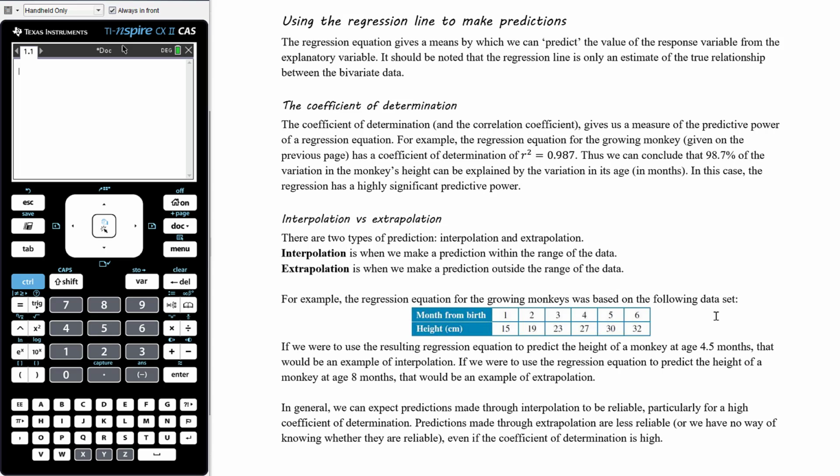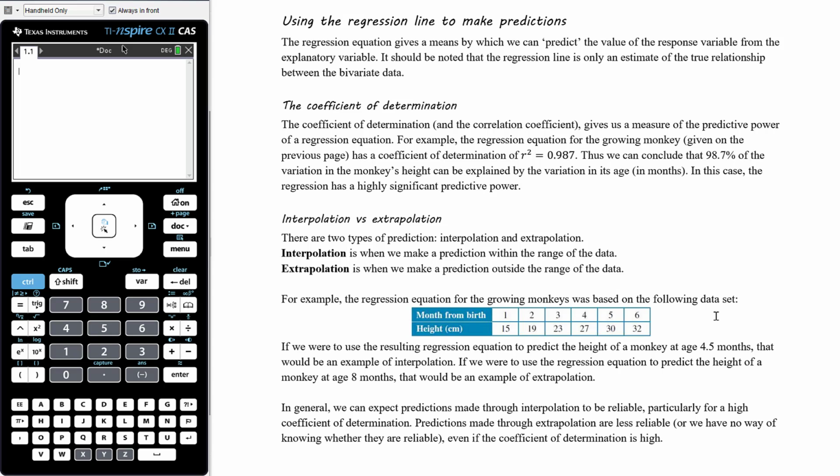So for example, the regression equation for the growing monkey, which we had on the previous page, has a coefficient of determination of 0.987. So that means we can be 98.7% confident in our predictions. Okay, 98.7% of the variation of the monkey's height can be explained by the variation in its age in months. So in this case, the regression equation has highly significant predictive power.